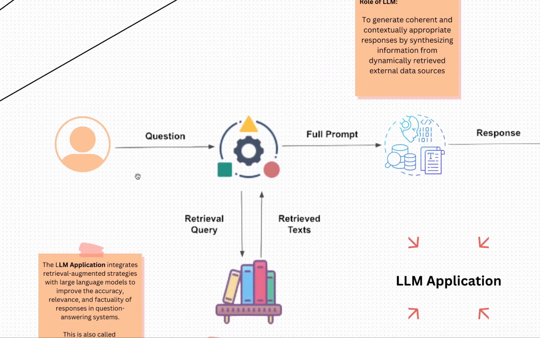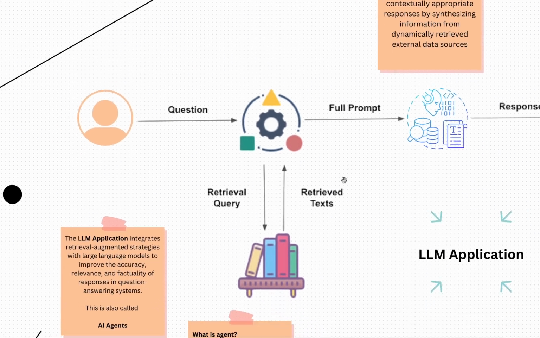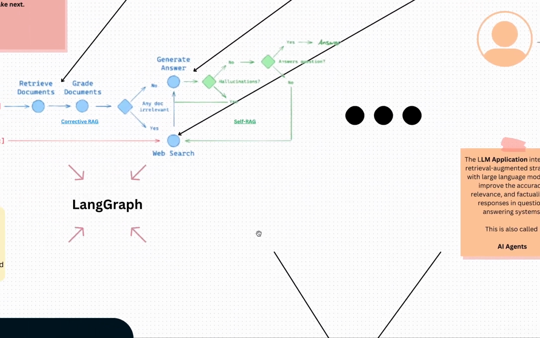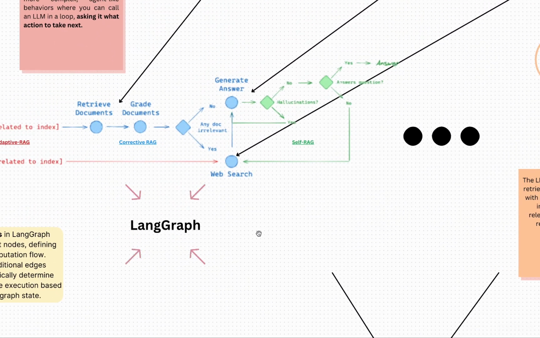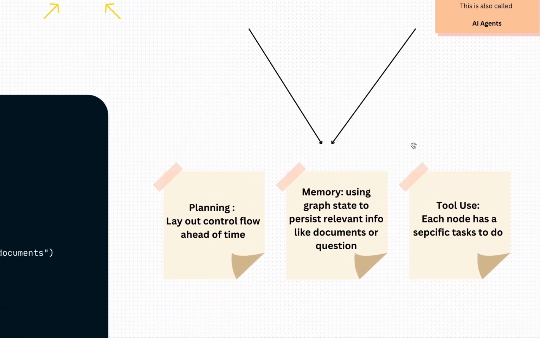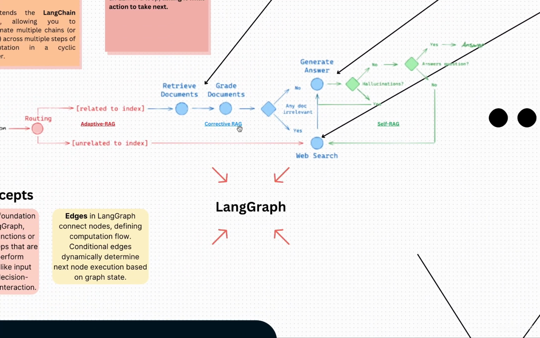Okay, but before I continue with the agent, we know the role of the LLM here is to generate responses based on the context and the prompts that we provide. So how are these three things implemented in LangChain, or sorry, LangGraph? We have both the AI agent and LangGraph doing planning. It lays out a control flow ahead of time, as we can see the control flow and how we control each node by the edge.